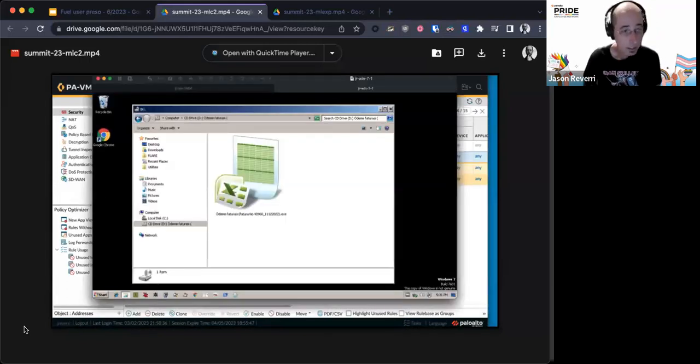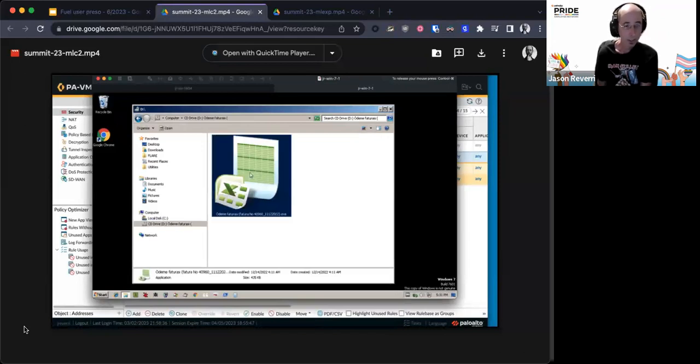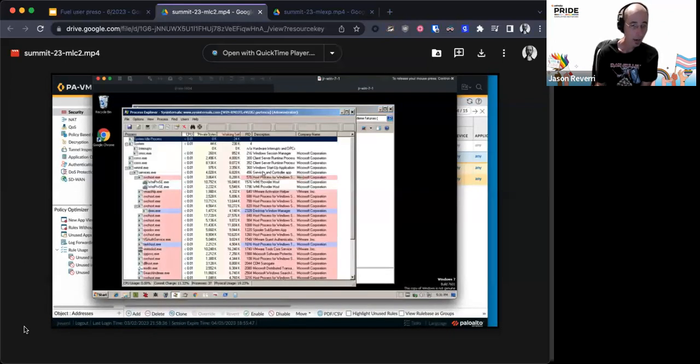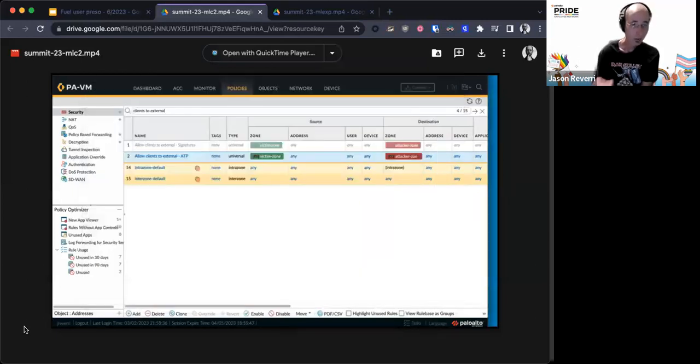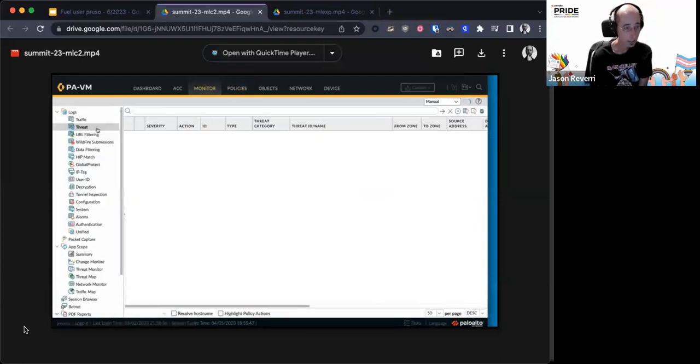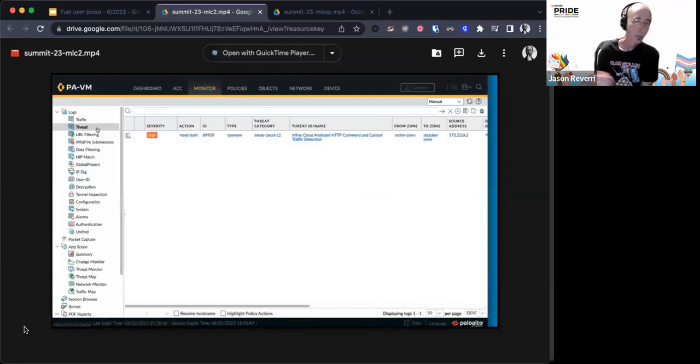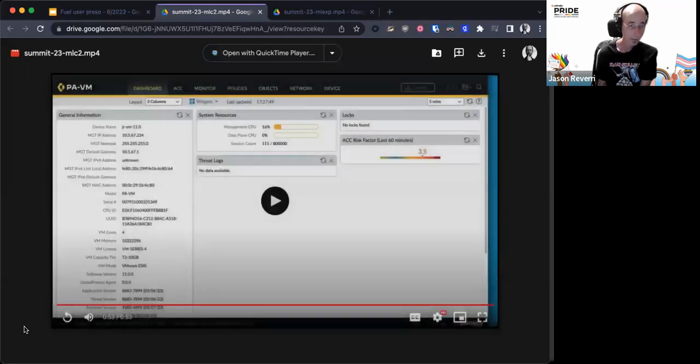Switch over to our victim VM, and we've already downloaded the ISO file and mounted it, and we have this suspicious executable file. In the Unit 42 write-up, it talks about how this file spawns a subprocess called the ASP.NET compiler.exe. This is actually the malware running and trying to create a C2 connection back to the attacker infrastructure. We see here, though, we reset the connection, and we have an inline cloud analyzed HTTP command and control traffic detection.